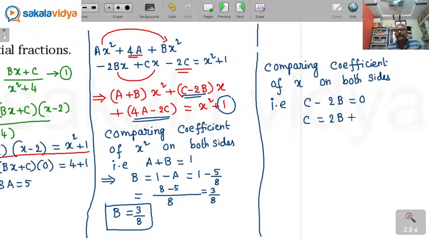Here b is 3 upon 8. 2 times 3 upon 8, 2 fours are 8, that is 3 upon 4. So therefore the c value equals 3 upon 4.